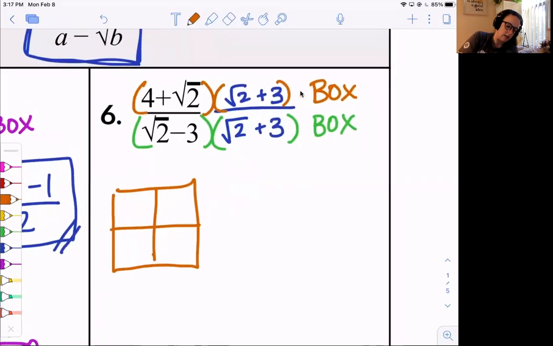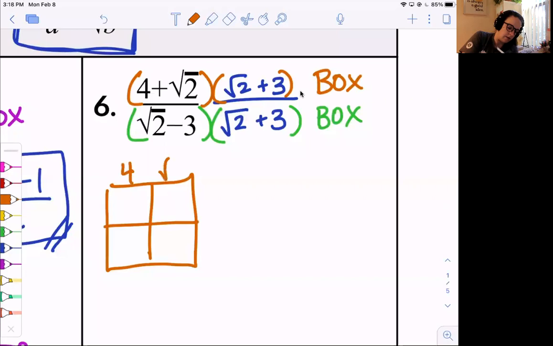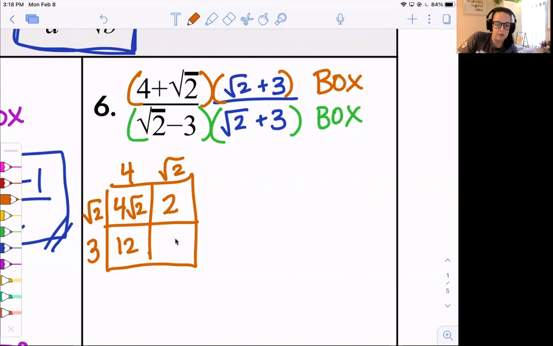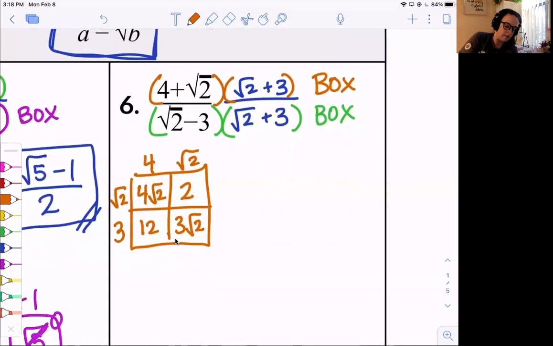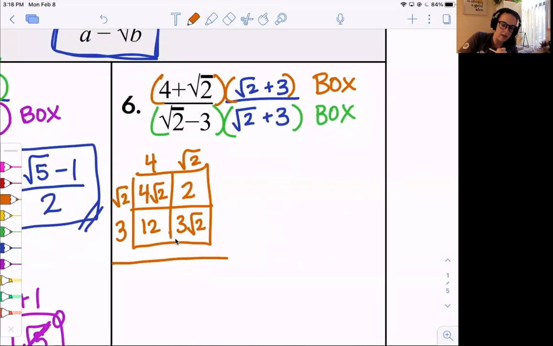This will be 4 root 2, square root of 2 times 3. So 4 times root 2 is 4 root 2. Square root of 2 times square root of 2 is the whole number 2. 4 times 3 is 12. And 3 times the square root of 2 would be 3 square root 2, like that. That is going to be my numerator.